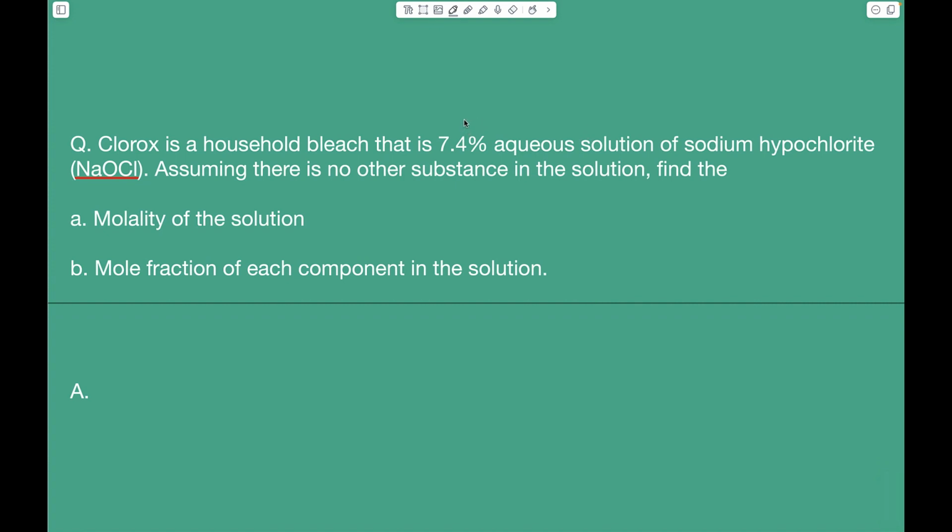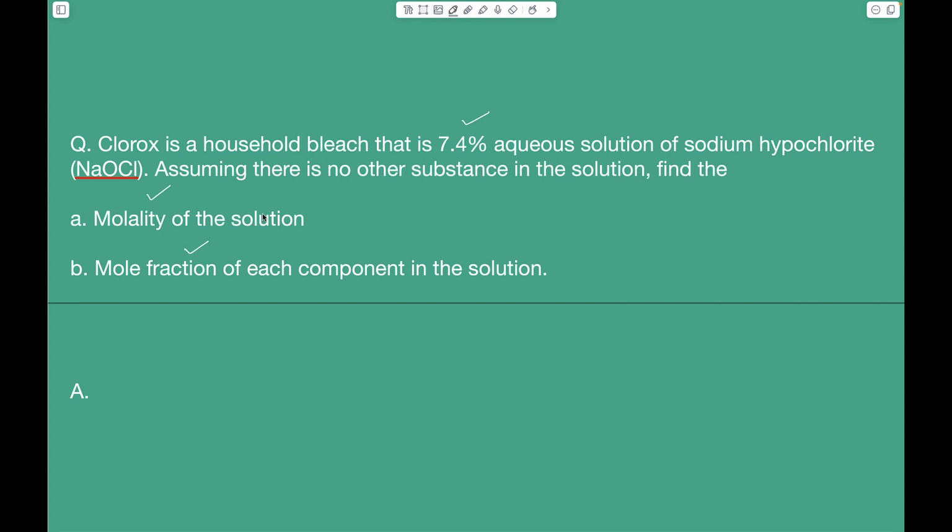Earlier I told you that we can easily convert percentage by mass into molality and mole fraction because these three concentration terms either directly or indirectly depend only on the mass of the solute, the mass of the solvent, and the mass of the solution.